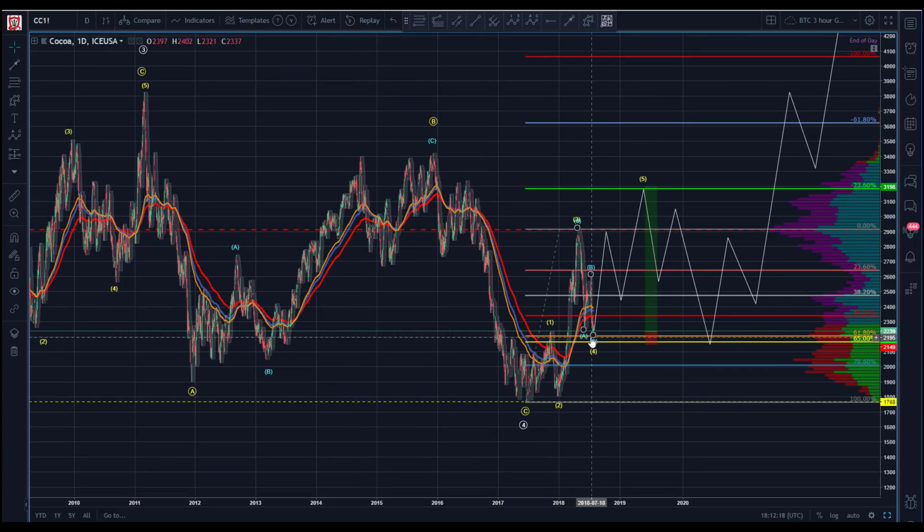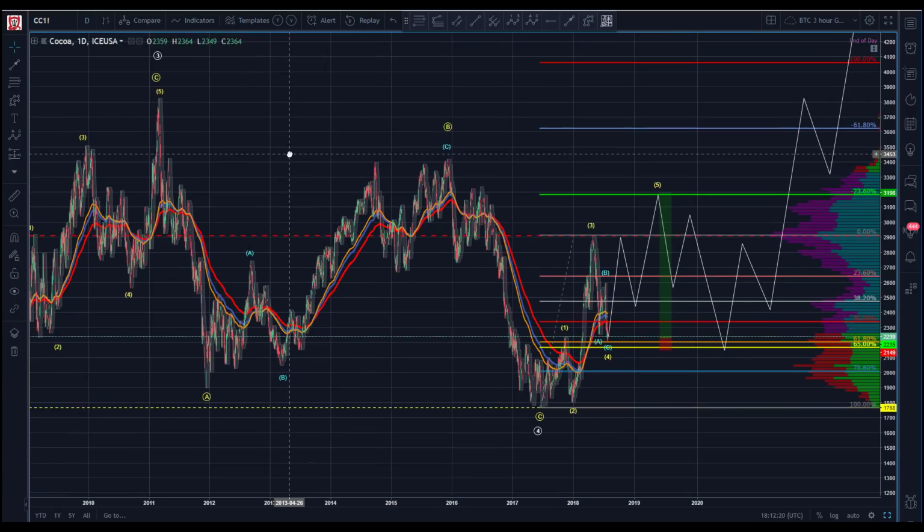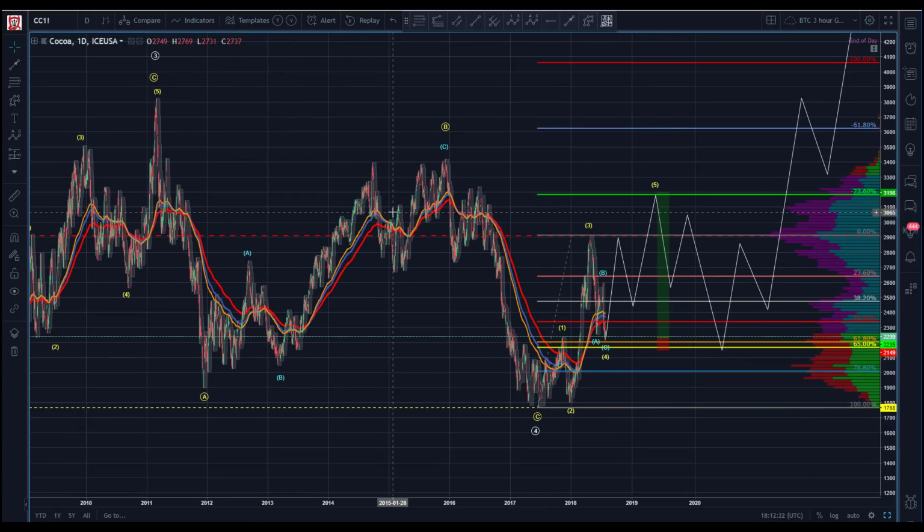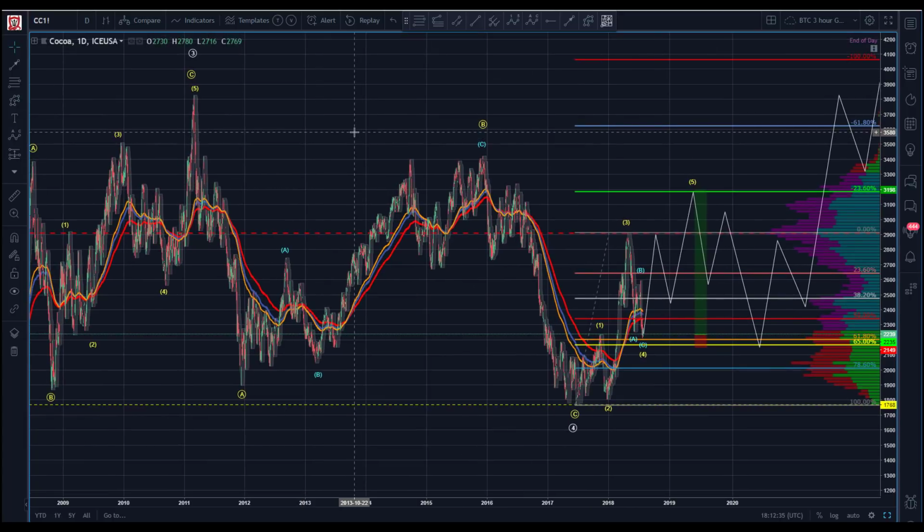And for us as technicians, the broader point here is that whether we're looking at cocoa or the S&P or Facebook, name your asset, they all trade exactly the same way. Asset doesn't matter. Time frame doesn't matter. Here we're working on a 3-day and a 1-day. We could be looking at a 3-minute and a 1-minute. It would be the exact same thing.